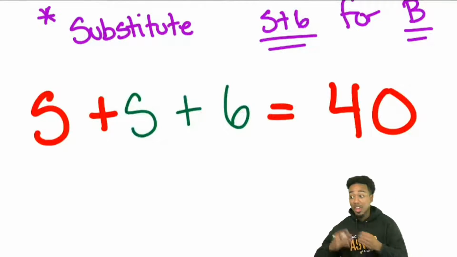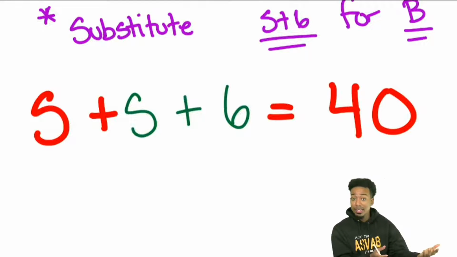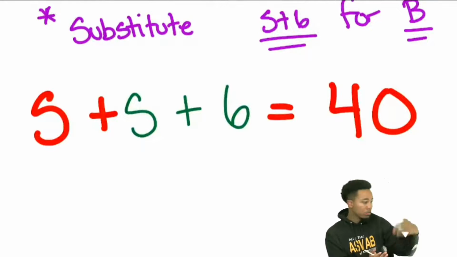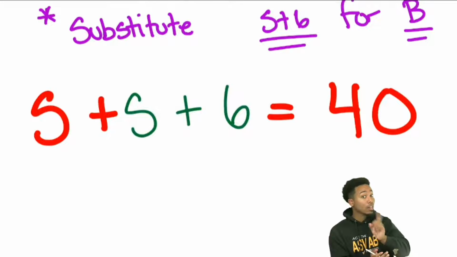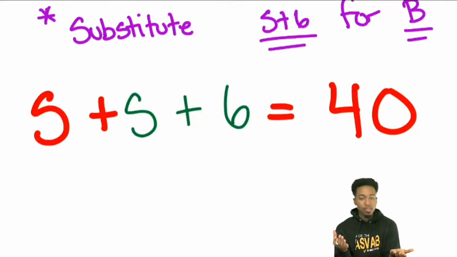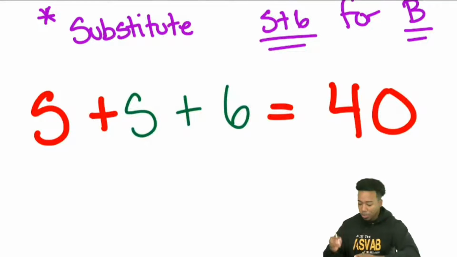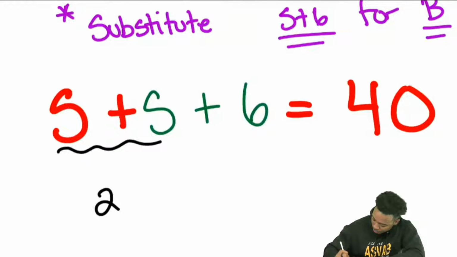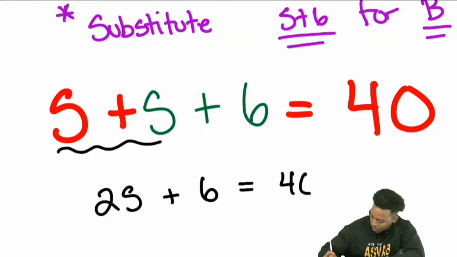Think about it like this. If you had X plus X, that's 2X. If you had R plus R, 2R. B plus B, 2B. Not B squared, not S squared, no. We're not multiplying, we're adding. If you add this and the same thing together, you have two of that. So S plus S is going to be 2S plus 6 equals 40.